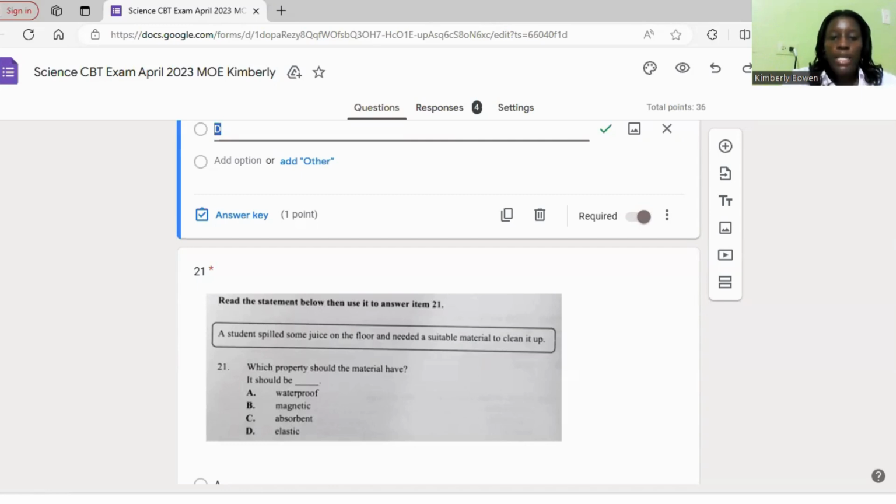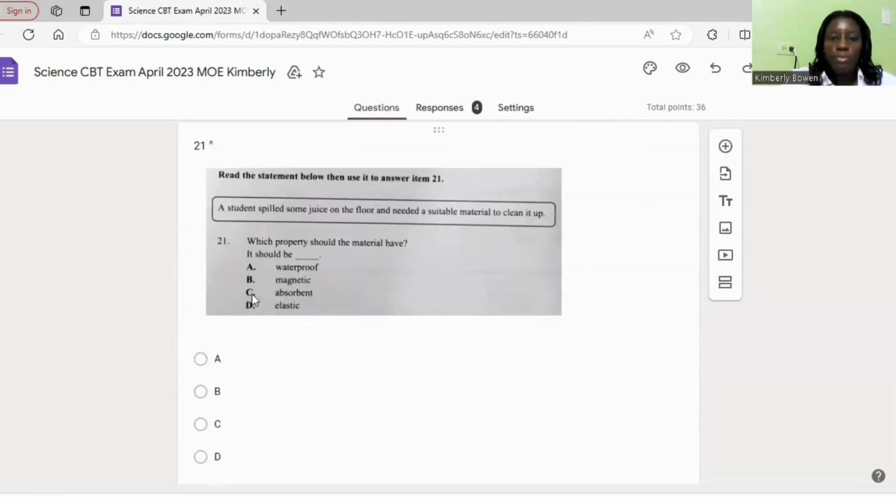It says, read the statement below, then use it to answer item 21. A student spilled some juice on the floor and needed a suitable material to clean it up. Which property should the material have? Should it be waterproof, magnetic, absorbent, or elastic? Absorbent is the correct answer because we need the material to absorb liquid. So the correct answer is C.